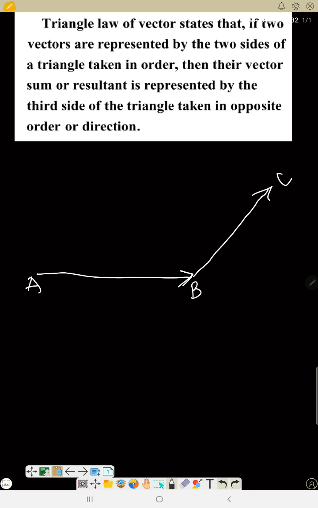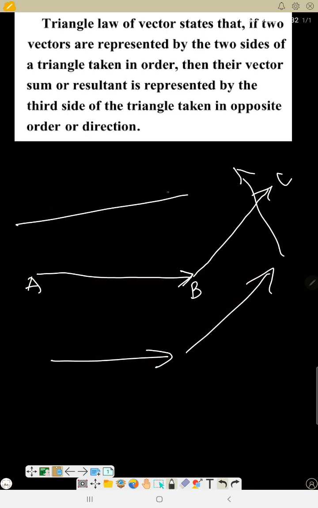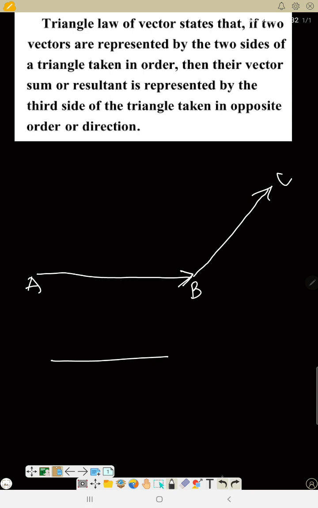So now if two vectors are represented by the two sides of a triangle taken in order, that is, they are moving in the same order, like that. So opposite order will go in the opposite direction to that order. So that's it. Now if two vectors are represented by the two sides of a triangle taken in order, then their vector sum or resultant is represented by the third side.